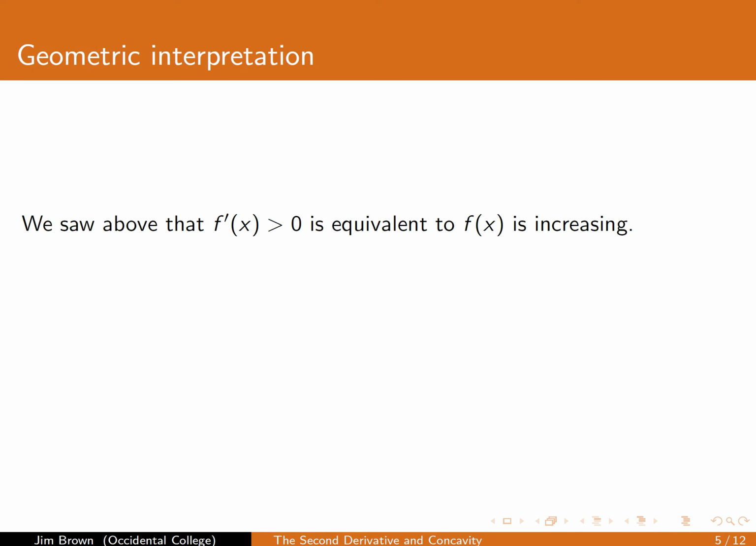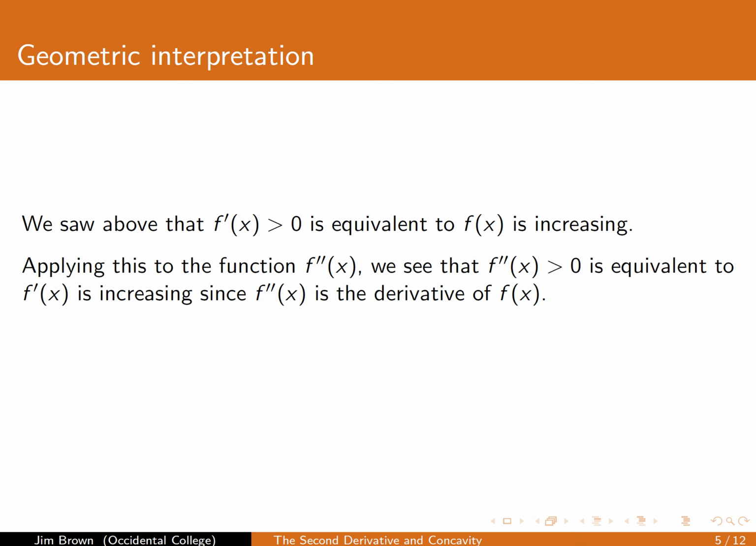Okay, so let's figure out what's going on with the geometry here, because that's what we are actually interested in for this flipped class video. So we saw above that f prime being positive is equivalent to f being an increasing function. So if we take the same idea with the second derivative, we see f double prime as positive is equivalent to f prime being increasing, where we're just replacing the function f with f prime, so the derivative of f prime is f double prime.